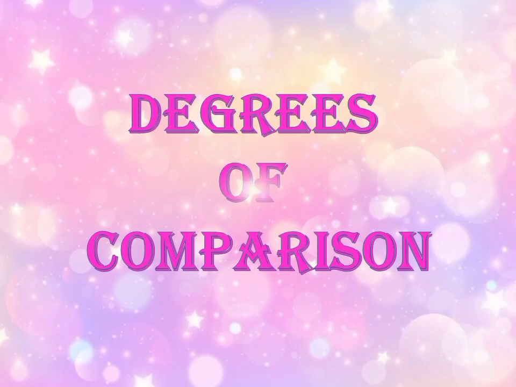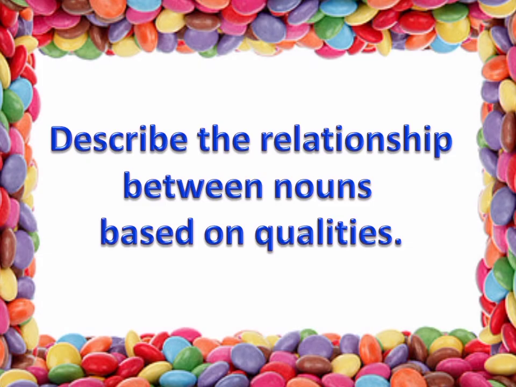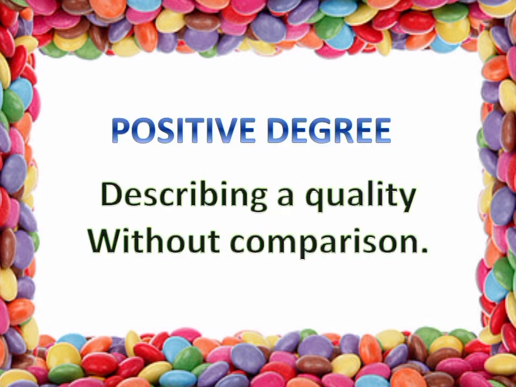Dear students, in this video, we are going to learn degrees of comparison. Degrees of comparison describe the relationship between nouns based on qualities. There are three main degrees. The first one is positive degree, the base form of an adjective describing a quality without comparison.